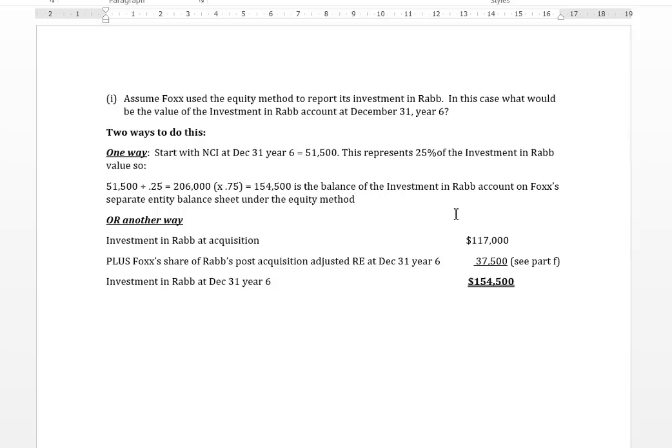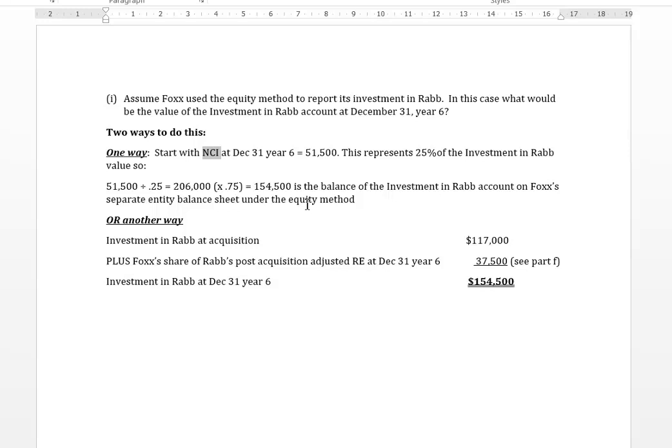I like this method the best because it's easier and you can use numbers you've already calculated. If you're not confident in your calculation of NCI, don't feel like you can't use this method. At least if you use a method that's correct and you follow through with your error correctly, you will lose very, very minimum marks. So I would encourage you to pick the easiest way possible.